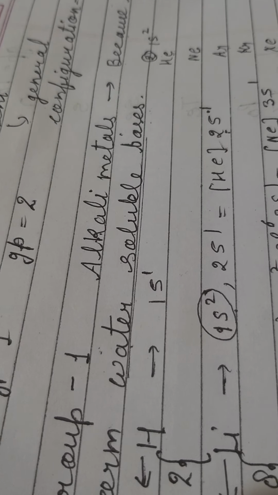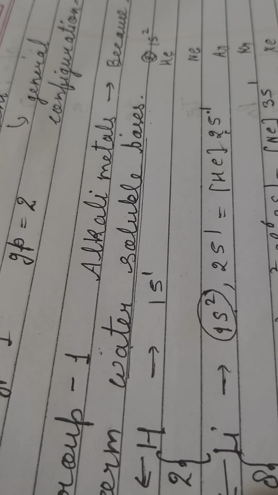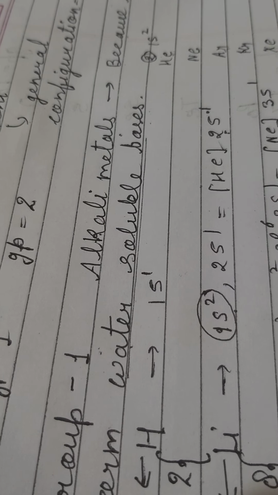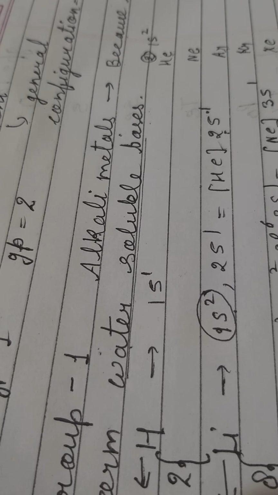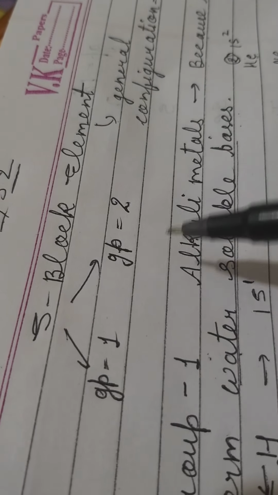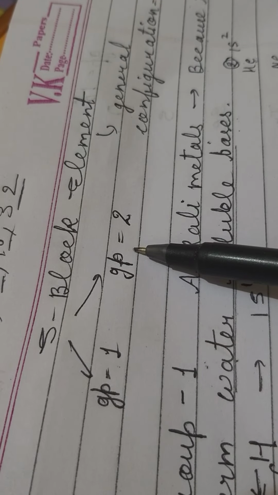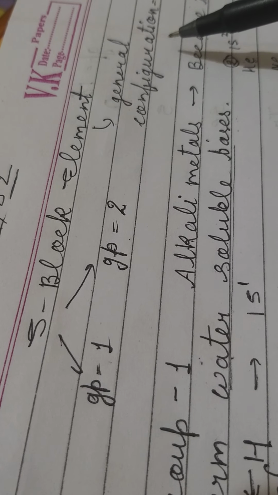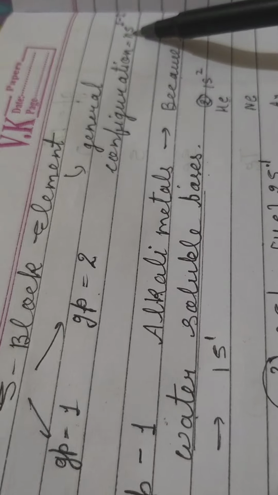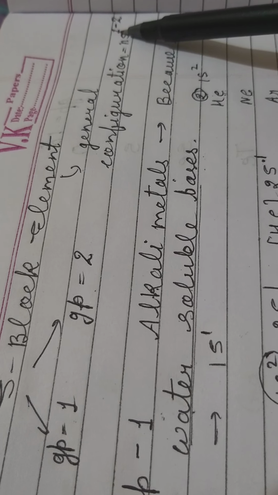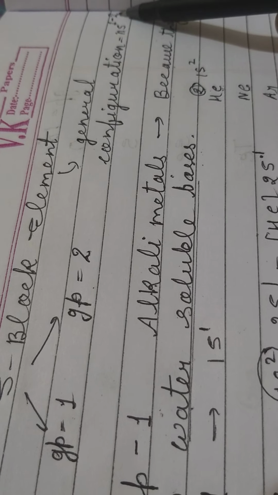So in today's session we will study the electronic configuration of S block elements, and after that we will do the electronic configuration of P block elements. Here you have to understand the first thing. In S block, group 1 and group 2 come, and their general electronic configuration is ns1 to 2, meaning the maximum number of electrons in the s orbital can be 1 or 2.